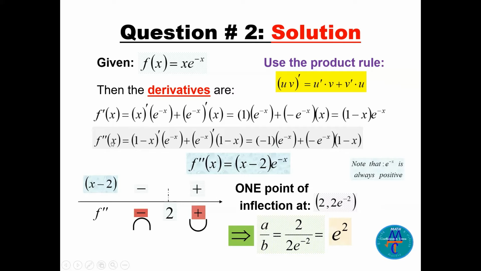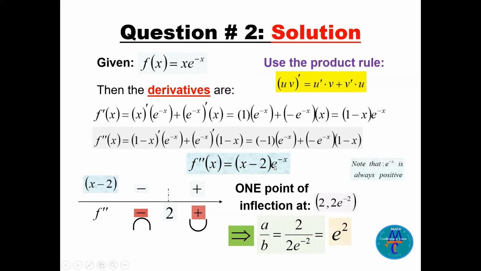Now let's find the second derivative of the function. Also, we can use the product rule again. The derivative of 1 minus x times e to the minus x plus the derivative of e to the minus x times 1 minus x. It will be minus 1 e to the minus x minus e to the minus x times 1 minus x. Rearrange all this second derivative, take outside e to the power minus x, we get minus 1, and x. So x minus 2 is there.